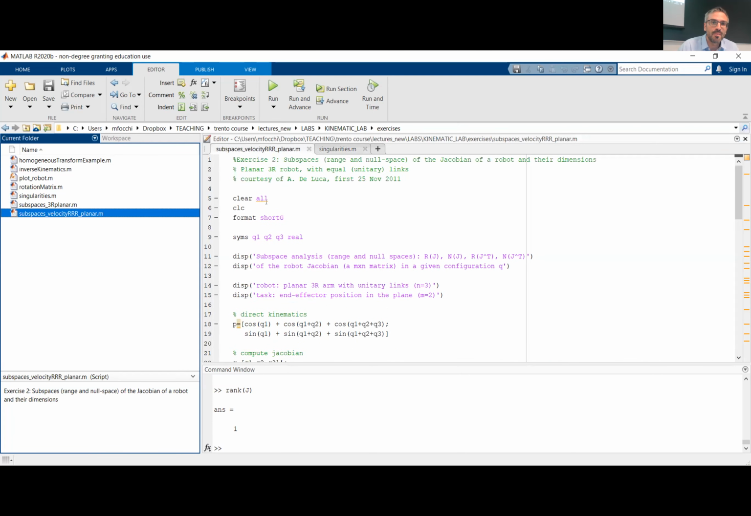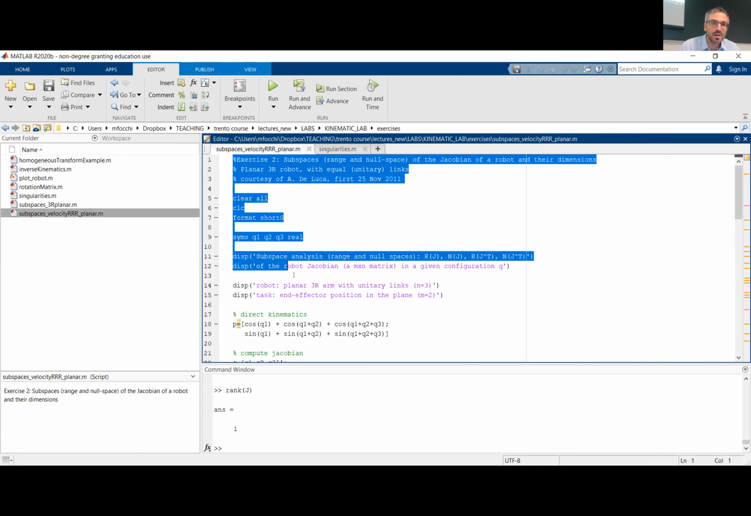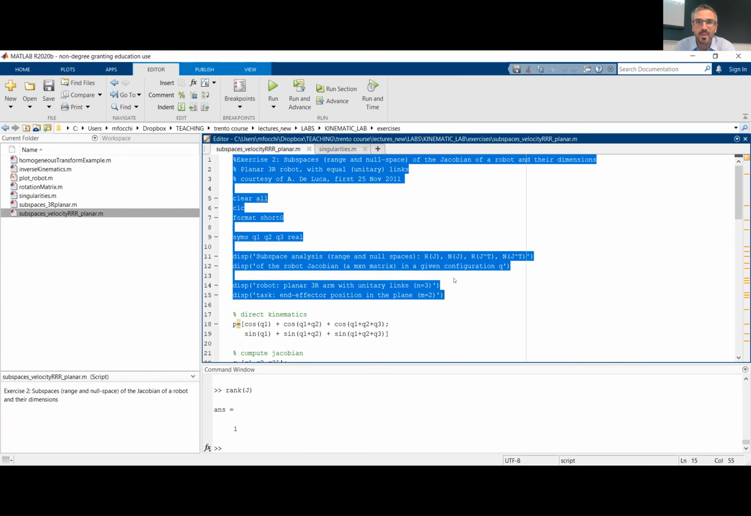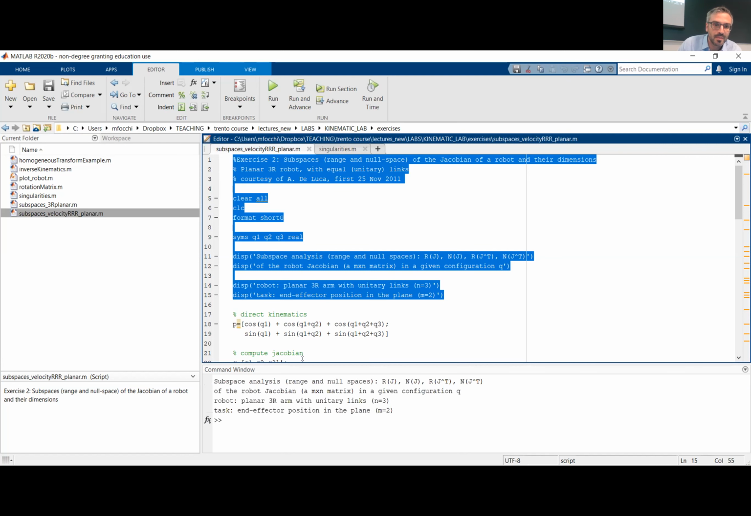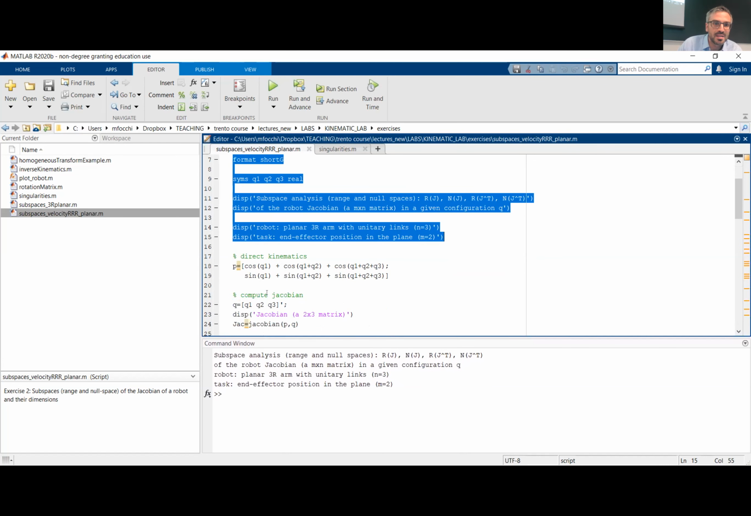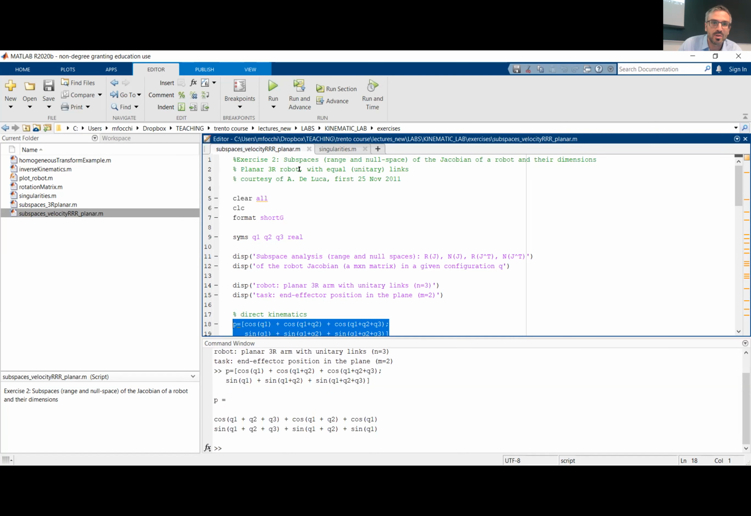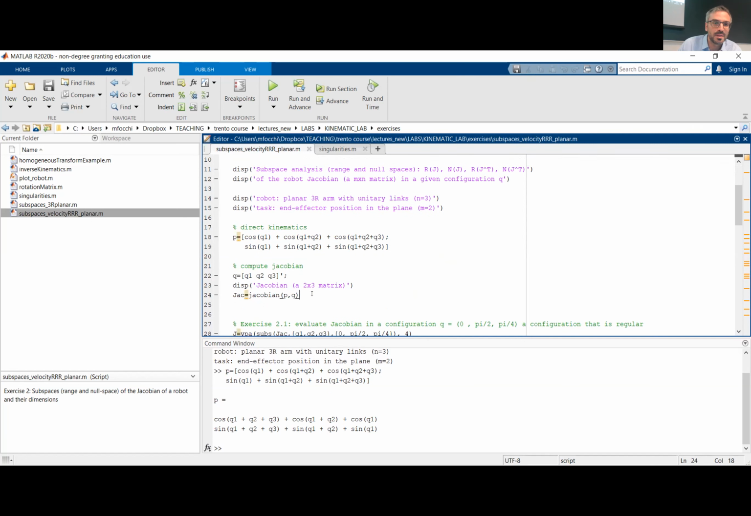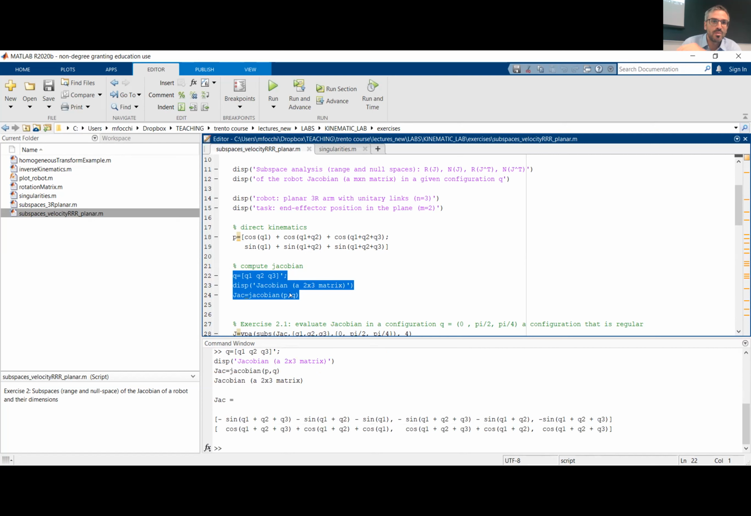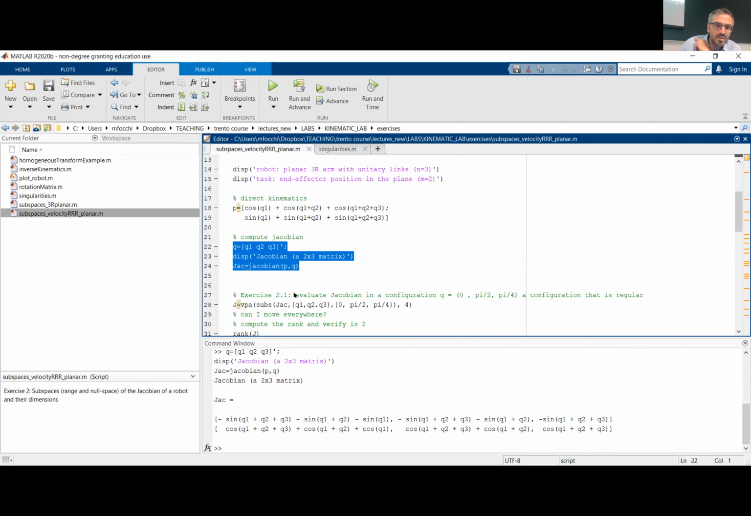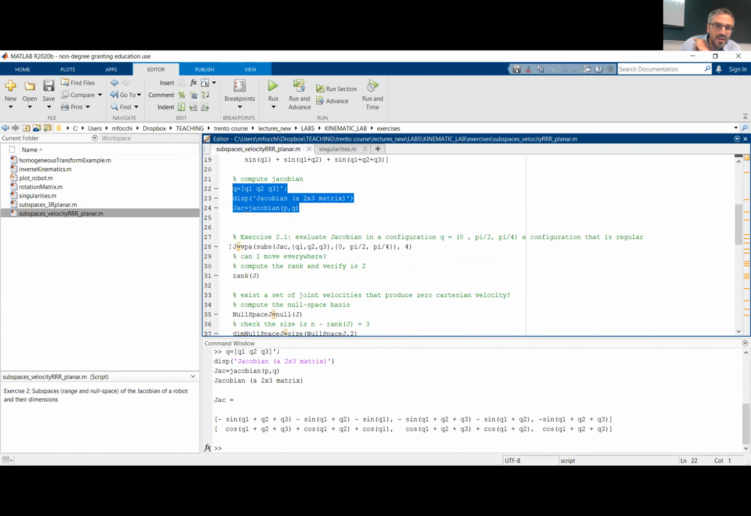While in the exercise of the... to show the spaces analysis. Again, we put inside the direct kinematics. This time we are talking about a 3R planar robot, a three rotational joint planar robot. We computed the Jacobian in the same way. Again, define P and Q. This time in a slightly different way.